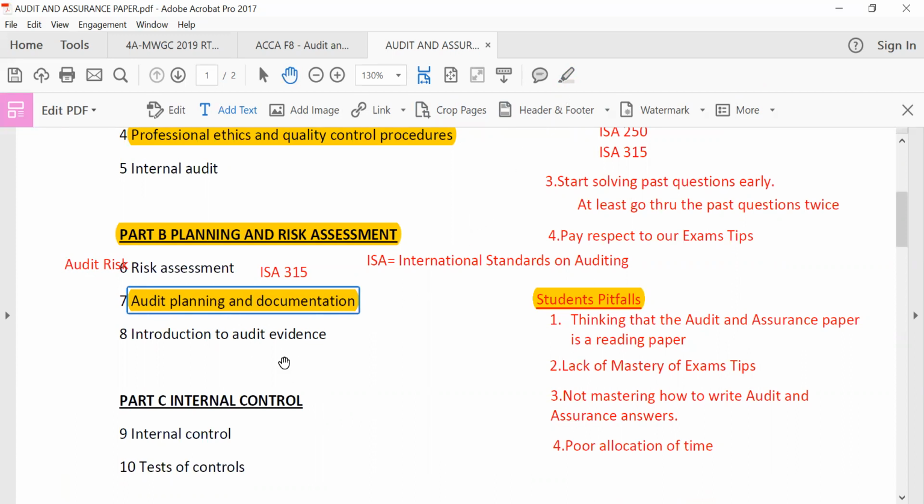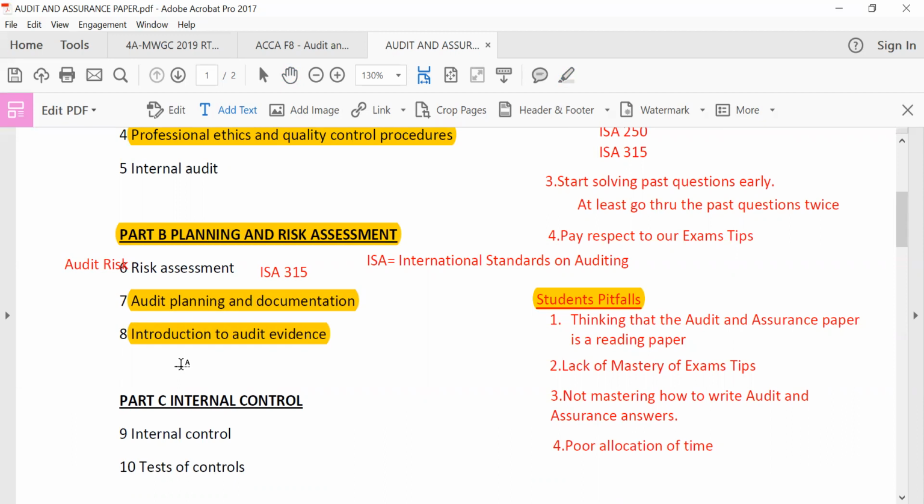You get to the next item, introduction of audit evidence. Here we are going to explain the difference between audit procedures and audit evidence. These are some of the things that is why I see that students are supposed to join good tutors. A lot of students do not know this.